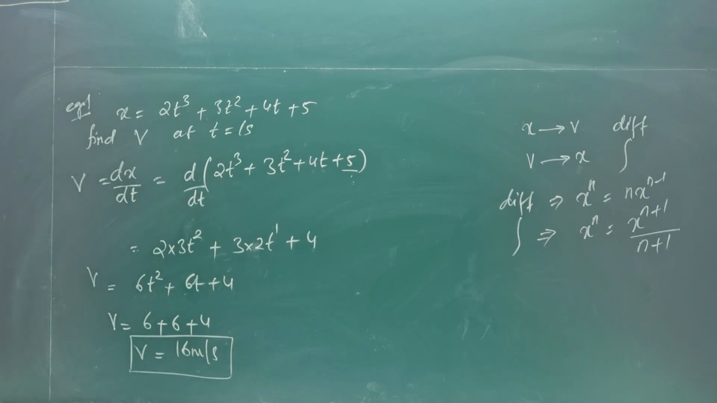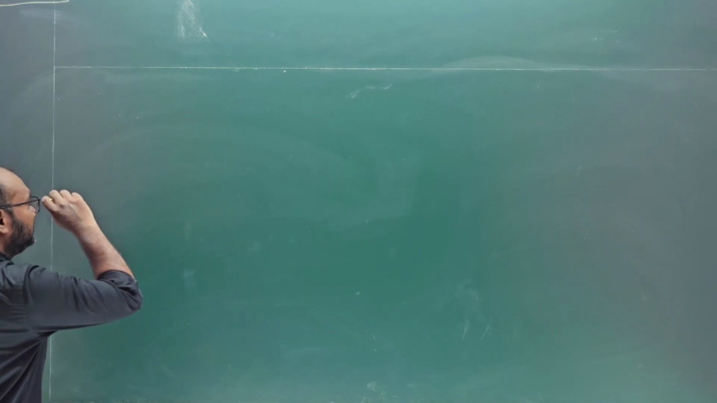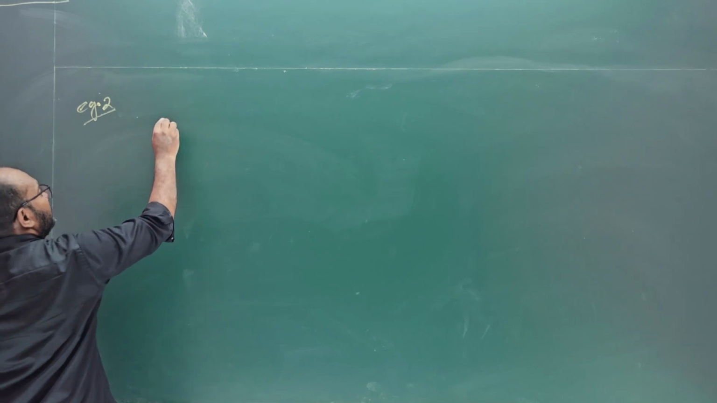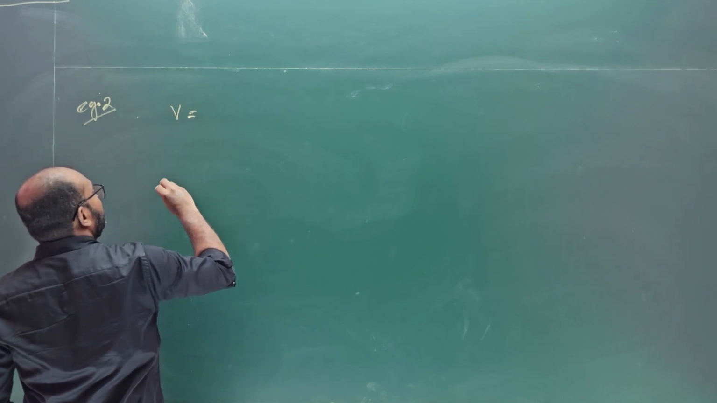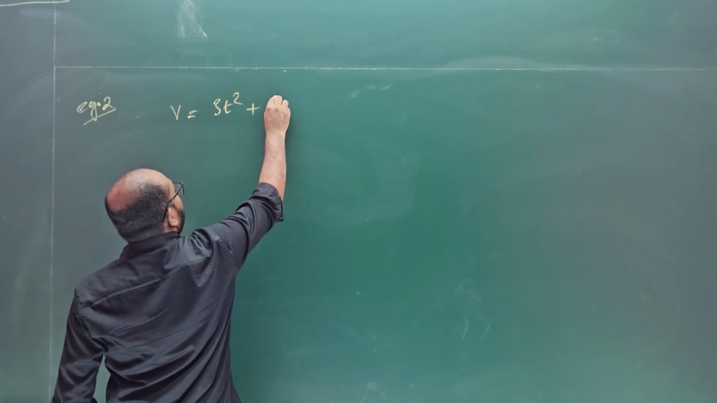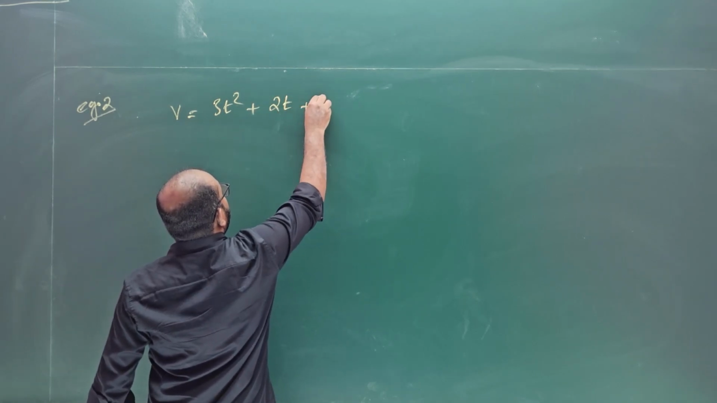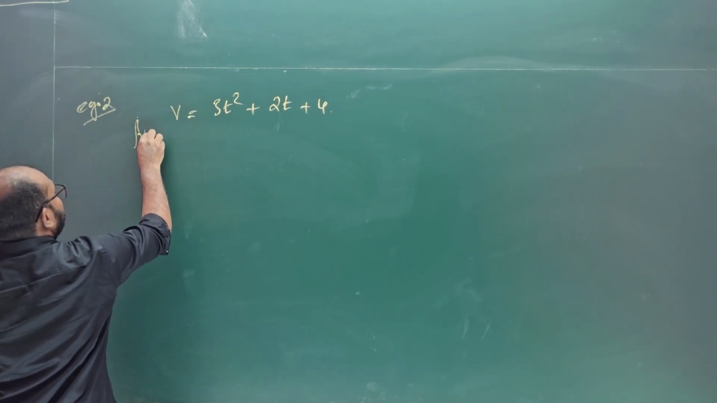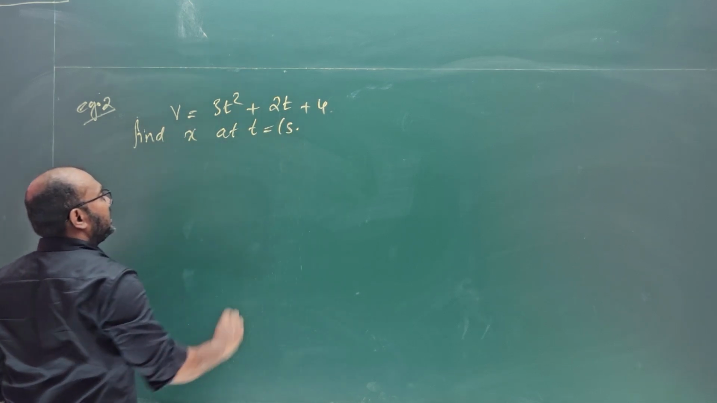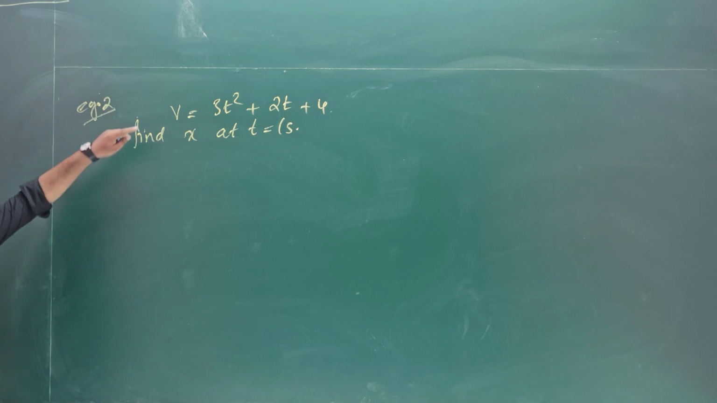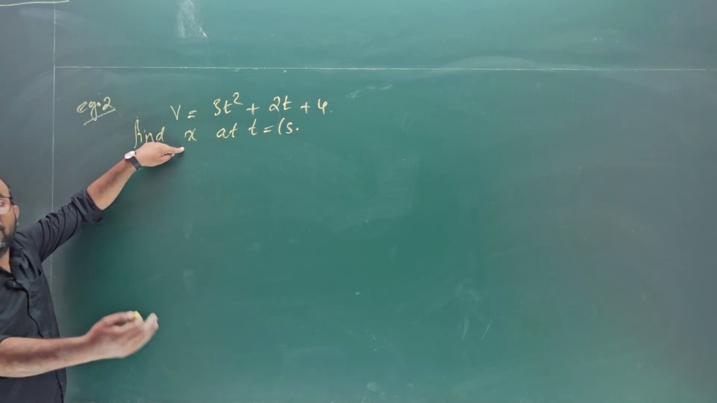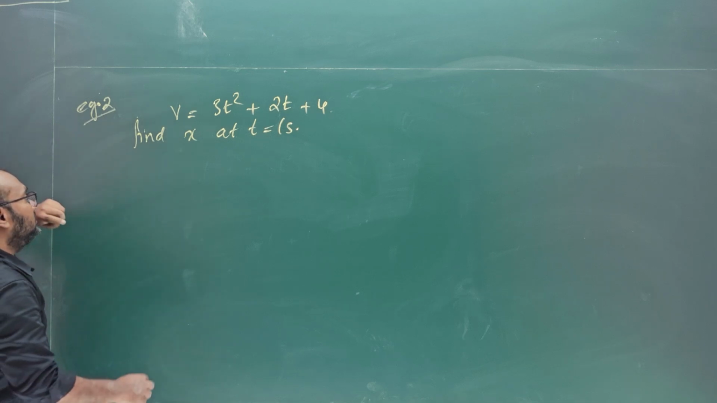Write down first. Now the next question is example number 2 on this topic. V is given. Let v be 3t square plus 2t plus 4. Find x at t equals 1 second. Now, whenever velocity is given and asked displacement, all you need to apply is what? Integral formula. What is our integral formula?